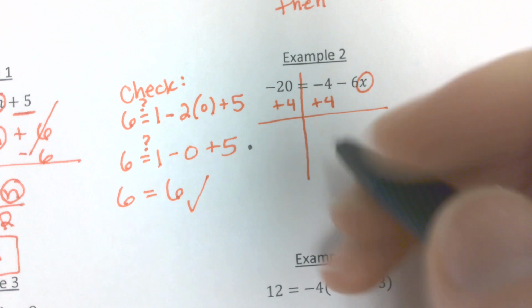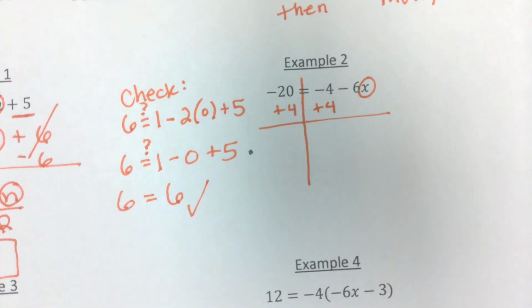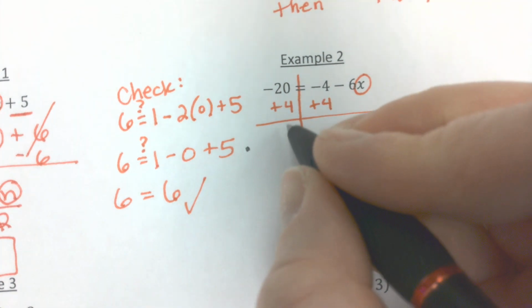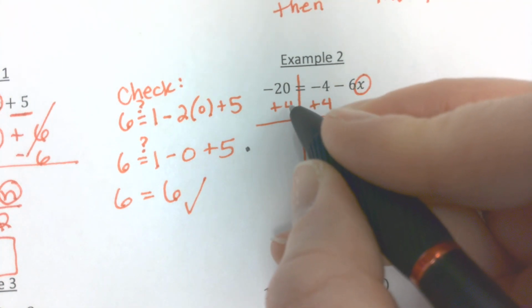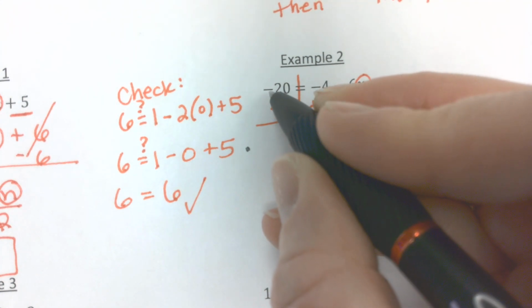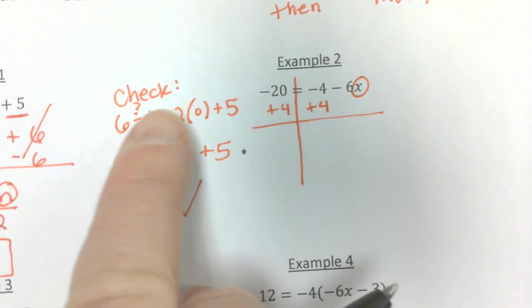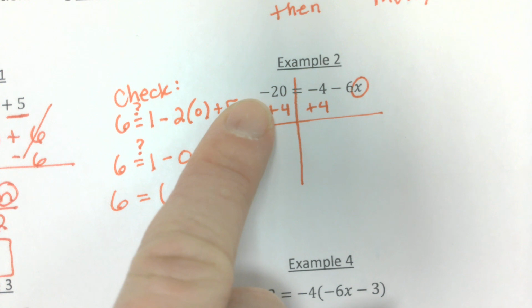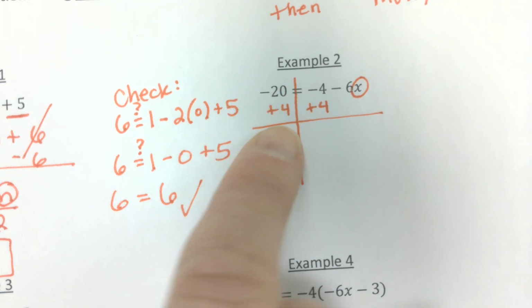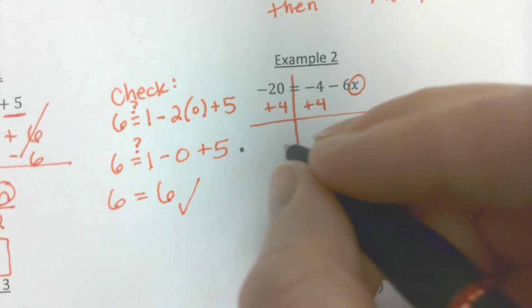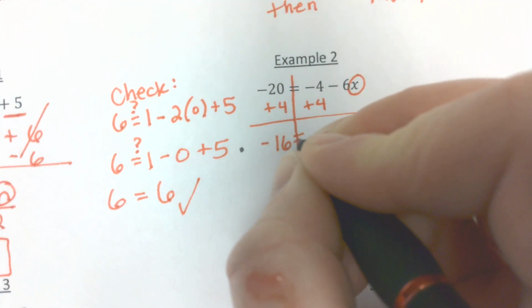Negative 20 plus 4. If they're different signs, then you subtract them and keep the sign of the larger number. So I'm going to take 20 minus 4, and that's 16. But this would be negative. If you want to think about it as money, negative 20 means I owe somebody $20, but I have $4. So I can give them that $4, and now I only owe 16.